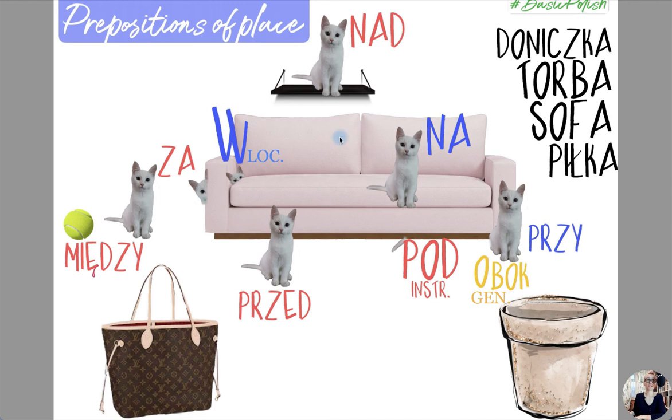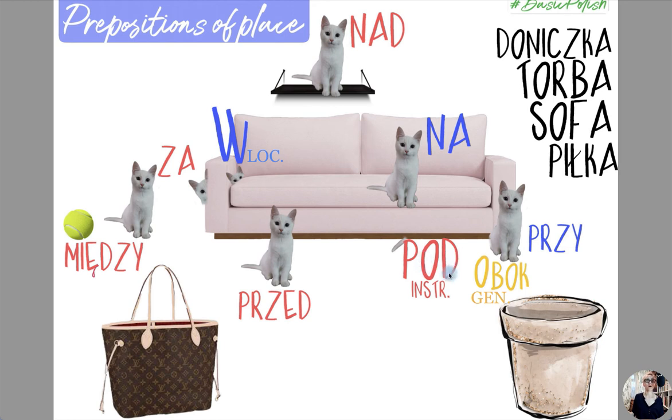So let's take the word sofa. When I want to say that the cat is over the sofa, I would say kot jest nad, think instrumental, sofą. I need to take the noun and give it the instrumental ending. So kot jest nad sofą. As you can see, this will be the case with all the red prepositions of place. So the cat is under the sofa. Kot jest pod sofą. Pod sofą.